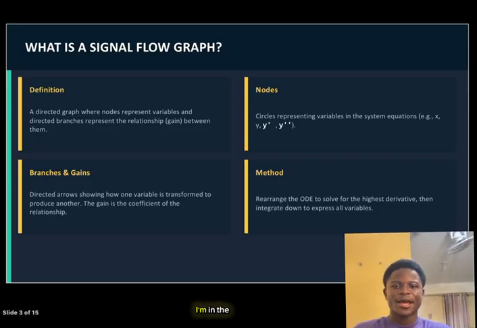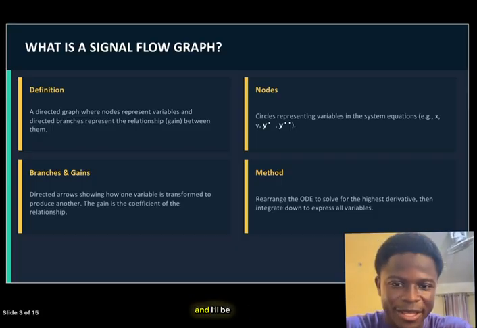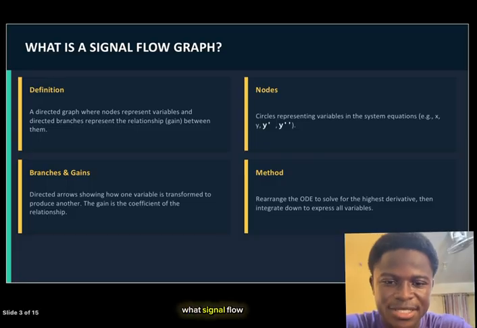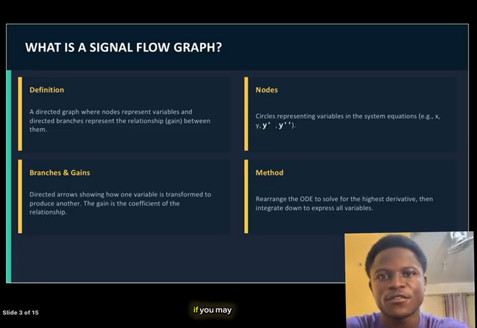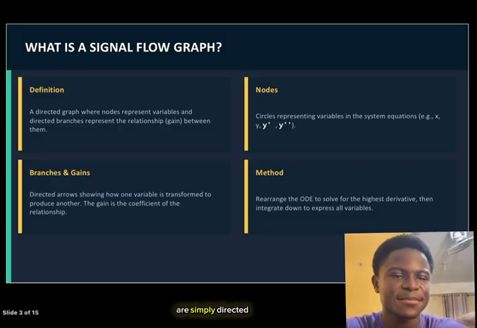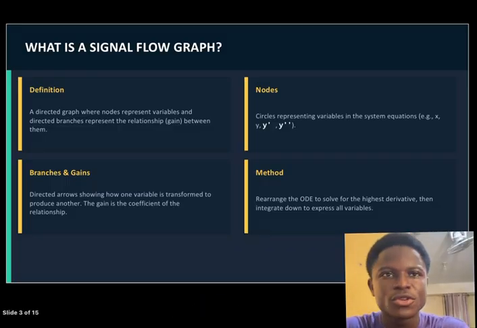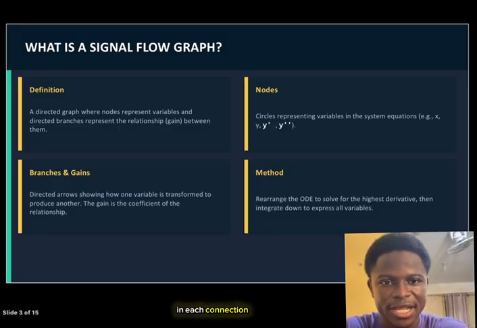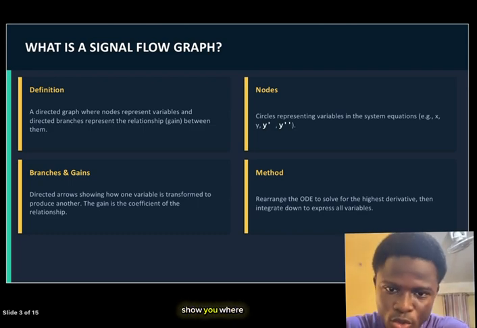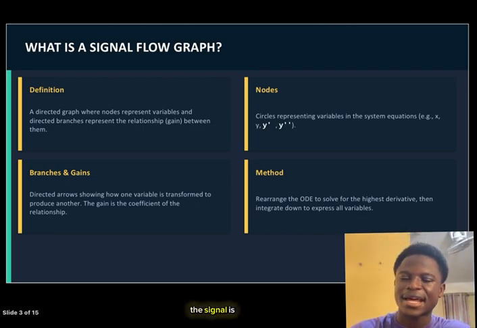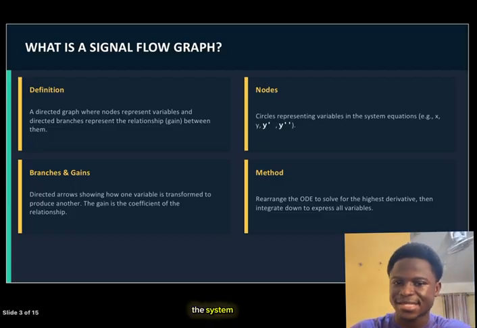Good day, everyone. I'm Kelvin Malloy, and I'll be taking you through what signal flow graphs actually are. So, what are signal flow graphs, if you may ask? Signal flow graphs are simply directed graphs. Directed as in each connection in the diagram has an arrow, and these arrows show you where the signal is traveling to in the system.